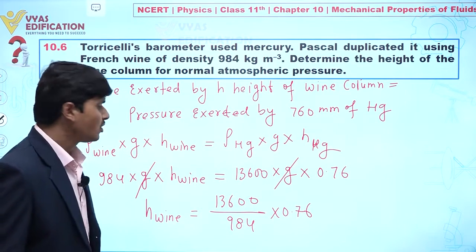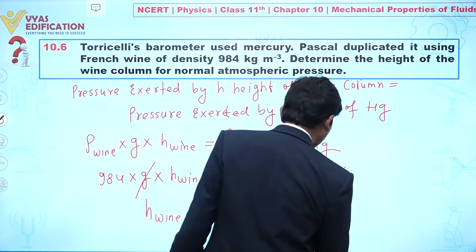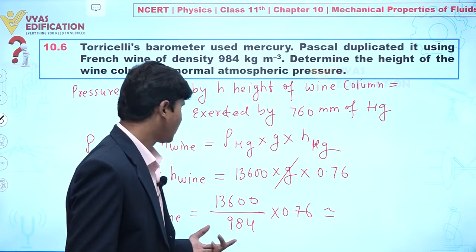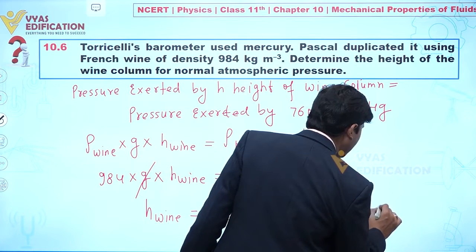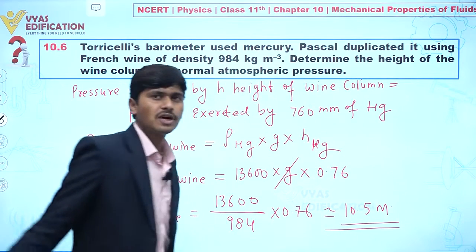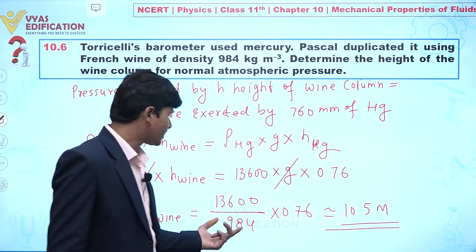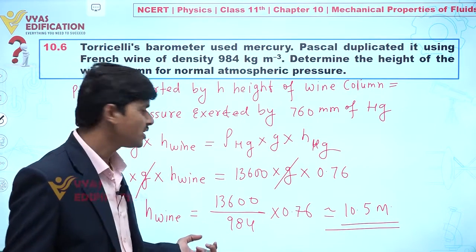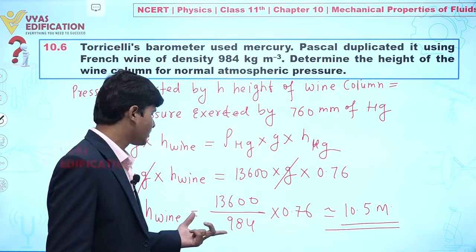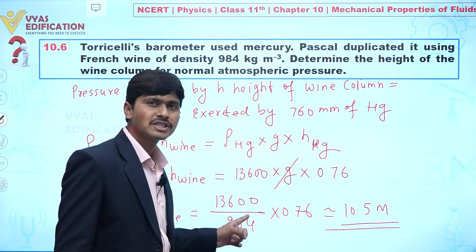Clear? So now if you calculate, definitely you will find approximately this is 10.5 meter. Clear? So how can you calculate? You can calculate like this. This is 984. Approximately you can take, let's suppose, 1000. So we can say 1000 divided by something. So we can say this is 13.6.